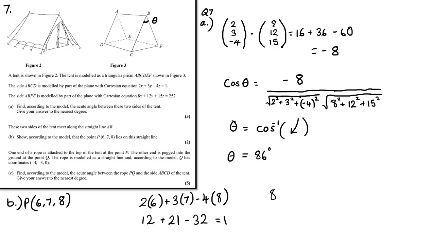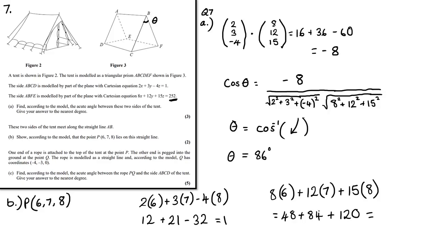And that's going to be 8 lots of 6. Again, just substituting 6, 7, 8 in here. So 8 lots of 6 plus 12 lots of 7. And then finally, 15 lots of 8. And this should be equal to 252 here. So 8 times 6 gives me 48. 12 times 7 is 84. And then finally, 15 times 8 is 120. If we add all these together here, what you'll find is you do get 252. So that's equal to 252. And that's what we wanted to show there.